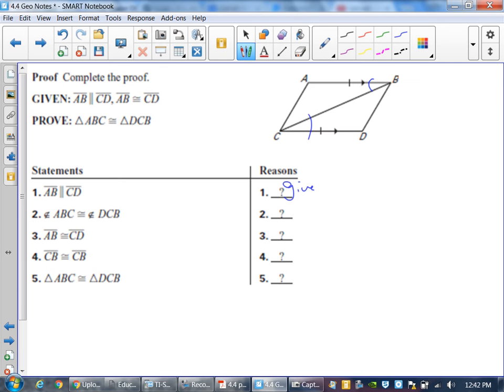So it just goes right there. Now, when you have alternate interior, remember, the reason for you to be able to write that down was if two parallel lines cut by a transversal, blah, blah, blah. Then remember the symbol? Got to use the symbol.